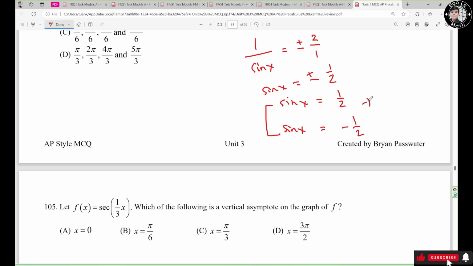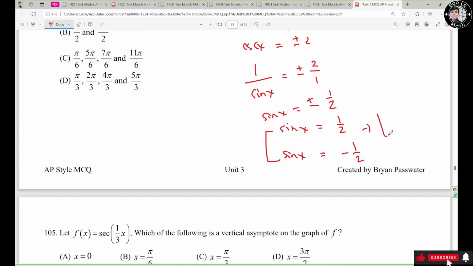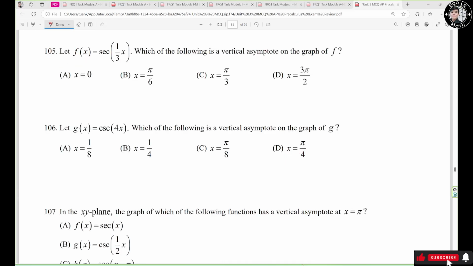Now I need to find the angle where sine s equals 1 half, which means s equals pi over 6 and 5 pi over 6. Sine s equals negative 1 half, s equals 7 pi over 6 and 11 pi over 6. So the answer must be C. Now, let's move on to question 105. Given f(s) equals secant of 1/3 s, which of the following is the vertical asymptote of the graph of f?